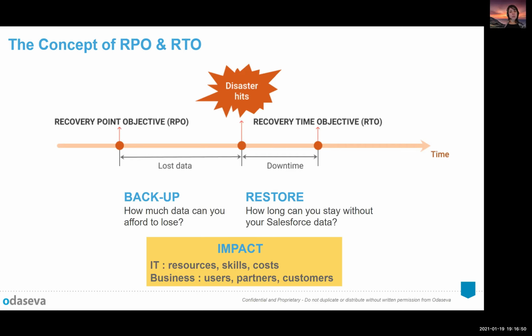And then the second is about restoration. How much downtime can you afford to have? If your system is down, how long can you really wait before the system goes back up? So once you have answered those two questions, and that ties around the RTO and the RPO, then you can prepare your backup and restore strategy. So this is the beginning of that reflection.